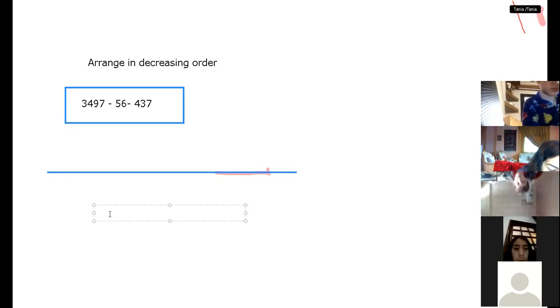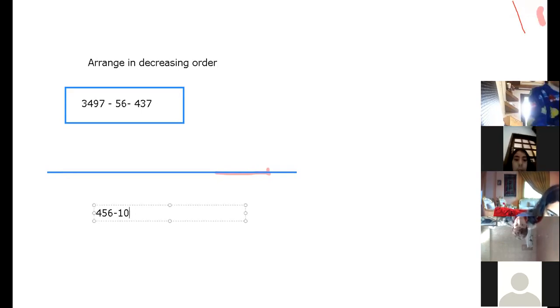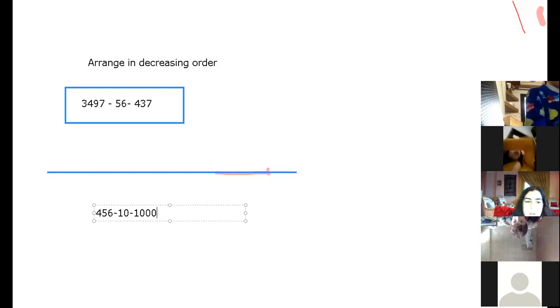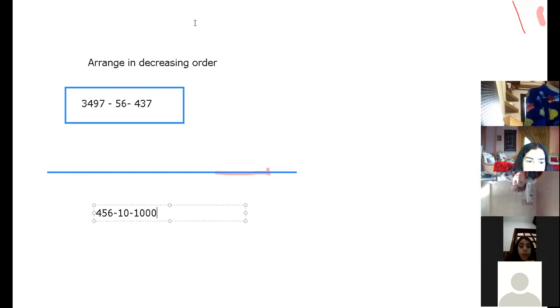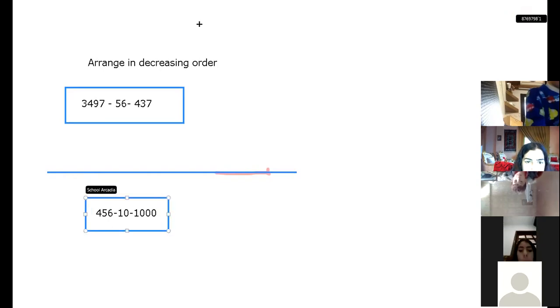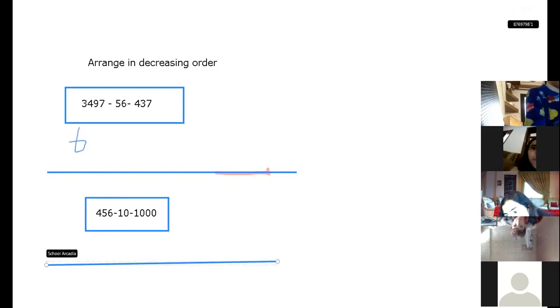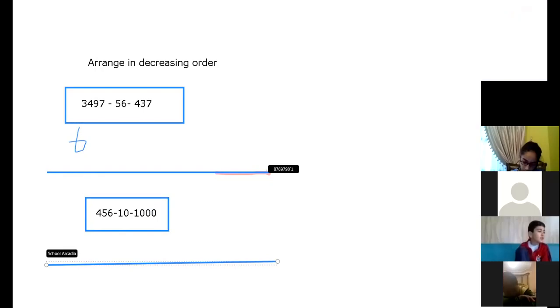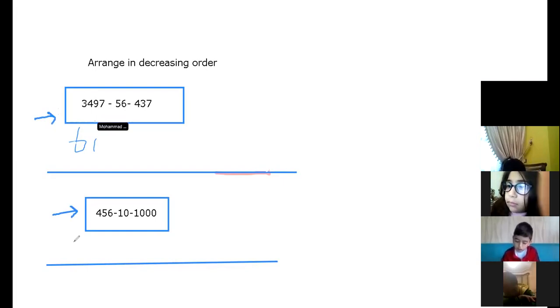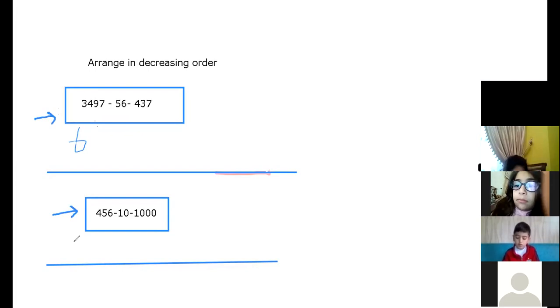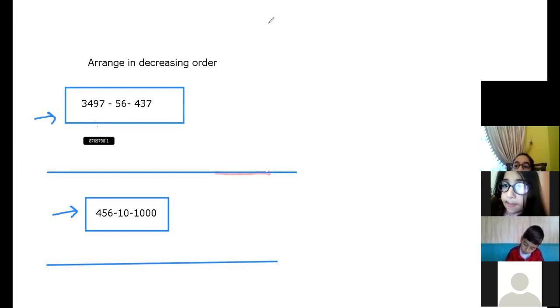And I will write here one exercise for Ahmed Dadoui. Ahmed, so the second one. I want you, Ahmed, to write them in decreasing order. So the first one will be solved by Muhammad, and the second one by Ahmed. Get on the screen, please. Decreasing order, from big to small.